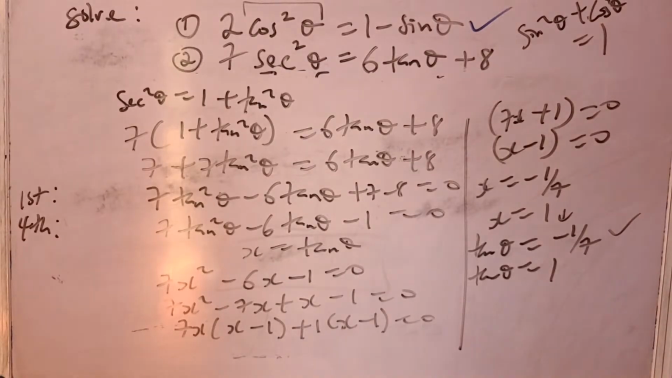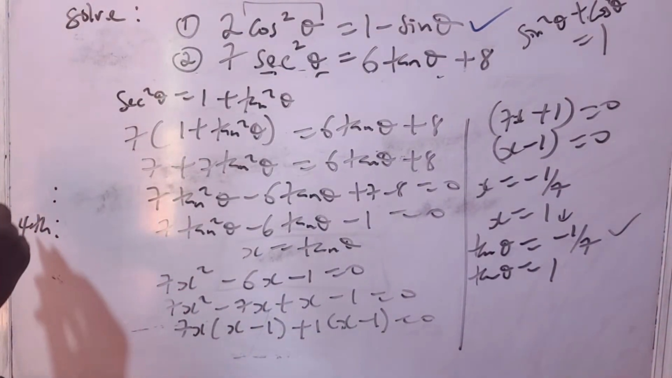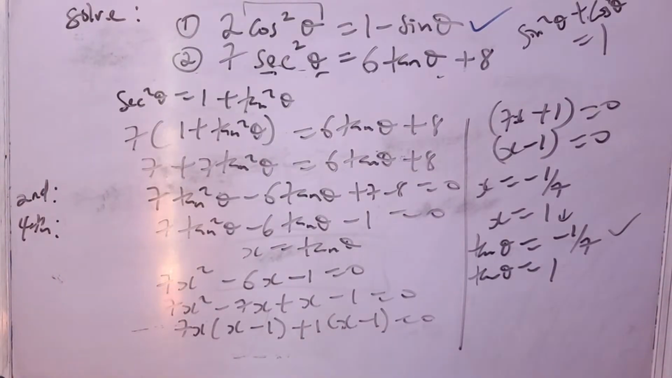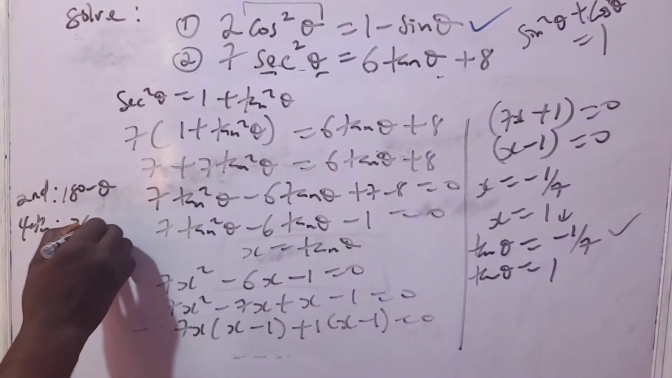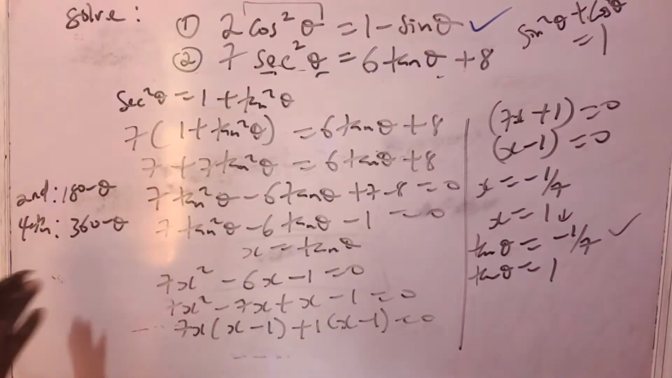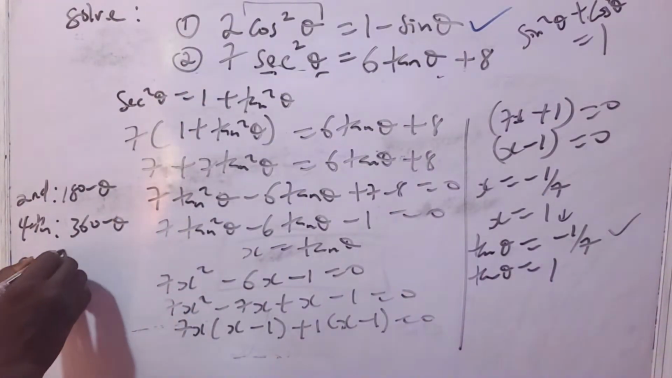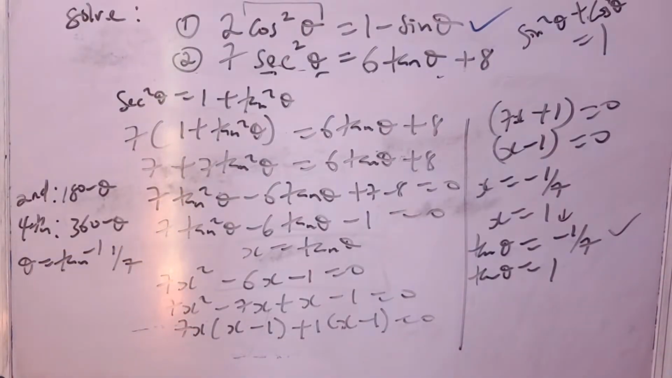Tan is not negative in the first quadrant. Sorry, that was a very big error. In the second quadrant, rather, the second and fourth quadrant. So we have 180 minus theta and 360 minus theta going on right here. So what's our theta? Our theta will obviously be arctan 1 over 7. Of course, I told you already that at that point you'll be ignoring the negative sign.